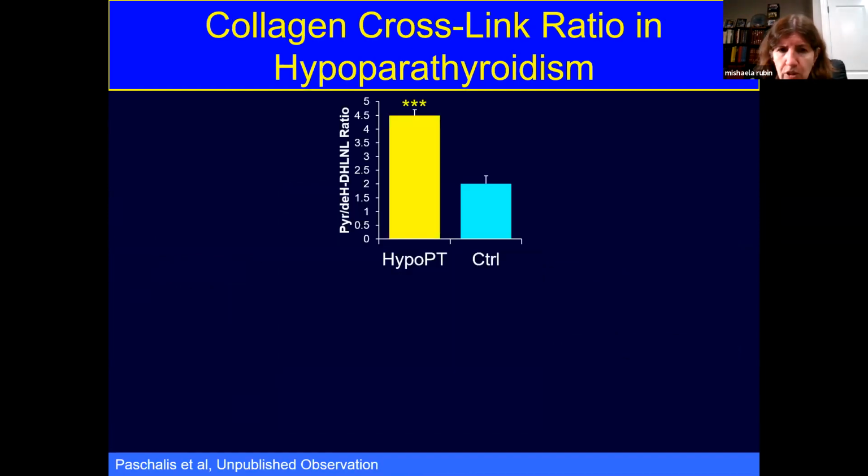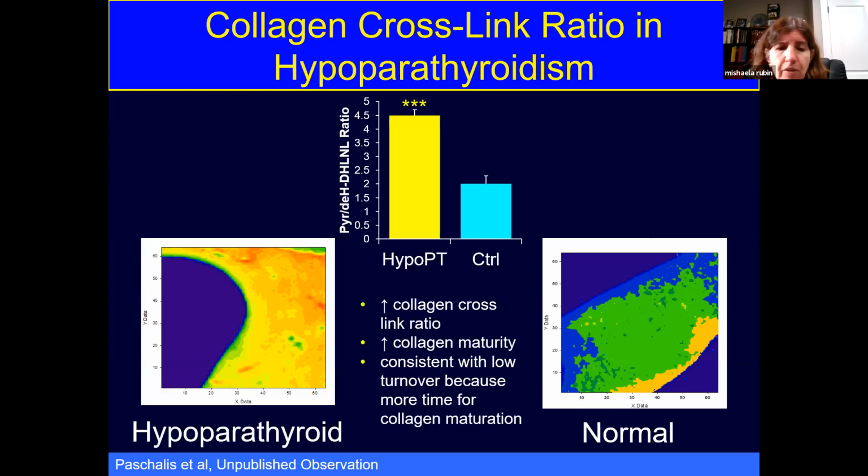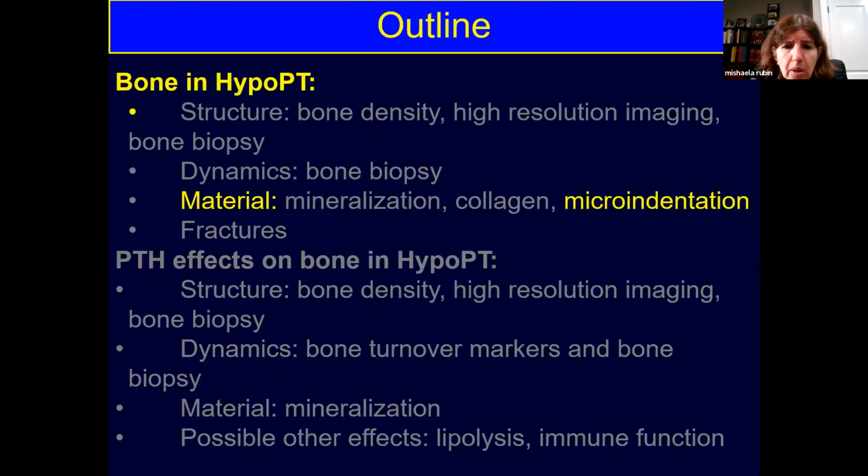We also looked at the collagen maturity. And for this, if collagen is young, in this test, it's a green color. And if collagen is old or mature, it's a yellow color. And we found that in our hypoparathyroid patients, there was an excess of this yellow color, consistent with the collagen being hypermature. And again, this makes perfect sense because with the low bone turnover, the collagen is going to be much slower at replacing itself. So the material properties together show that the bone is very mineralized and that the collagen is hypermature.